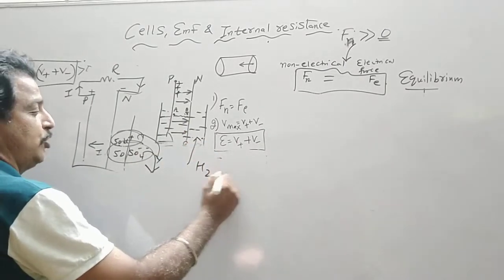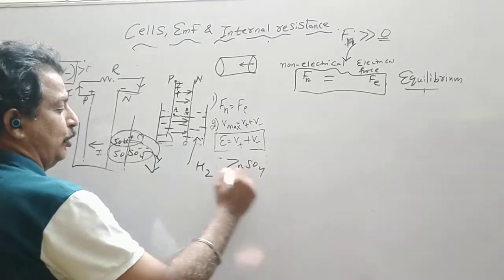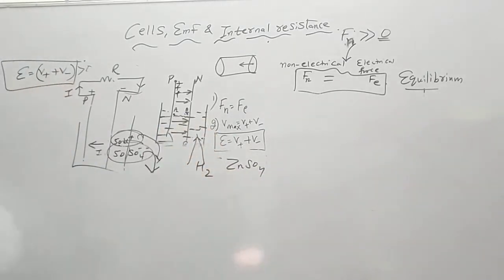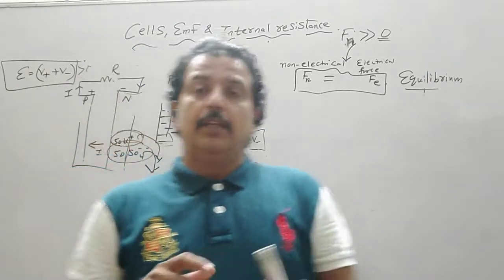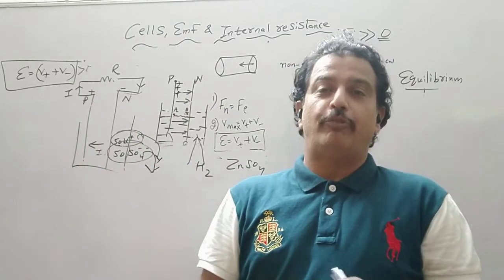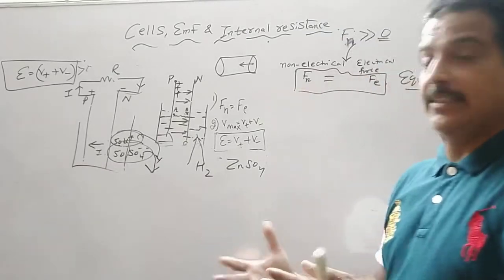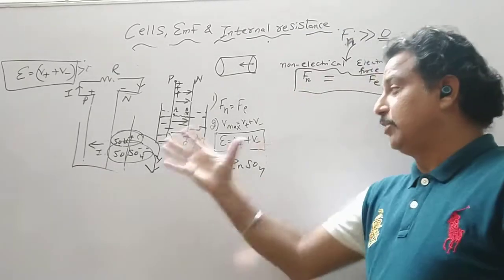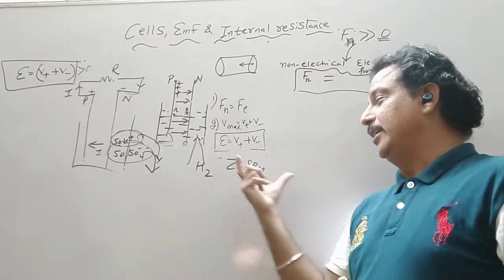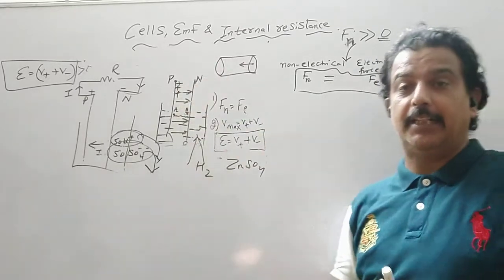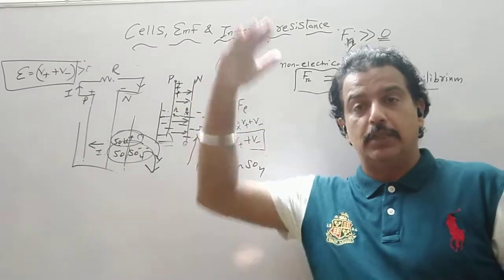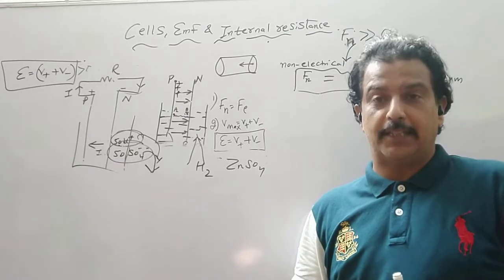So we know H2 and zinc sulfate are also formed inside the vessel. So when all the remaining H plus ions and SO4 minus ions are used up, we say the cell is completely discharged. So when this motion is taking place, H2 and zinc sulfate are also forming inside it. So in other words, we say the concentration of H2SO4 is decreasing.